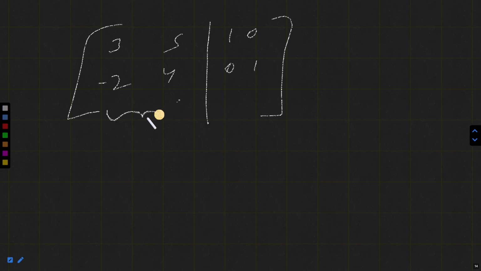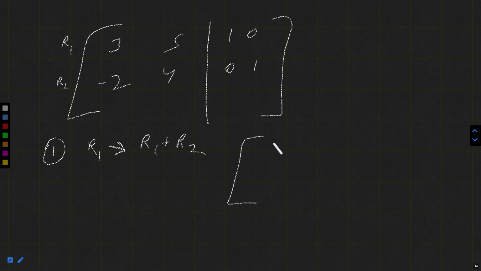Quite simple, let me write. The first thing you have to do is add. This is your row 1, this is your row 2. So I am changing row 1. This suggests that we are making a change in row 1. Now in row 1 what are we doing? We are adding row 1 and row 2, so add row 1 and row 2 gives R1. After this, what will you get?